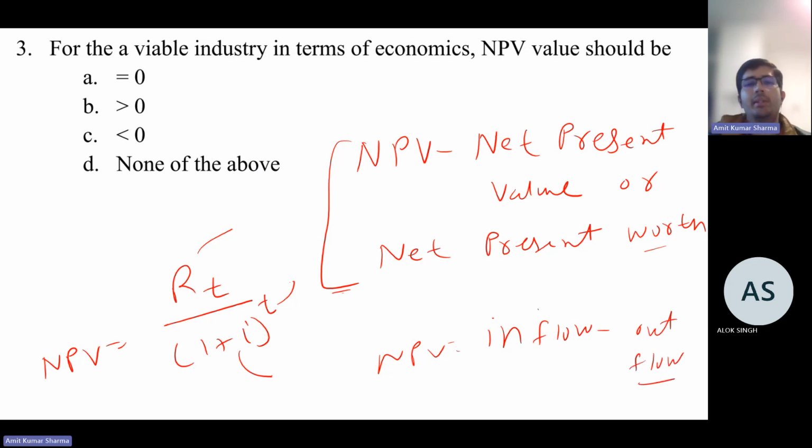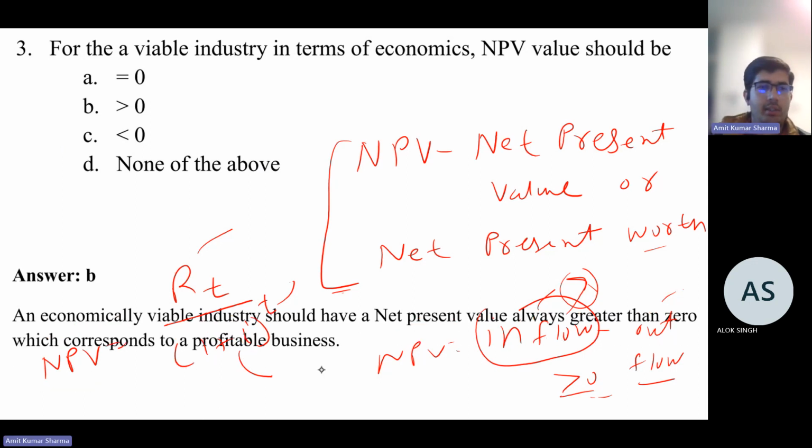Okay, so inflow means the revenue you are getting, outflow means the investment. So if the NPV is greater than zero, it means that your inflow is more. You are getting net more revenue than your investment. So the NPV should be as high as possible. That will be beneficial for our industry.